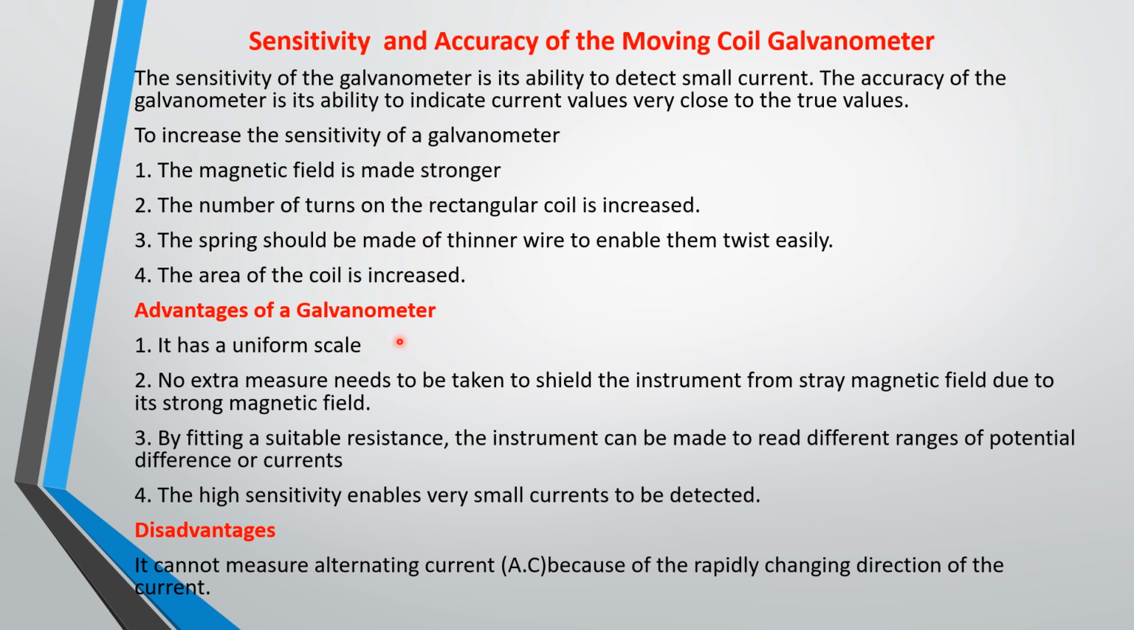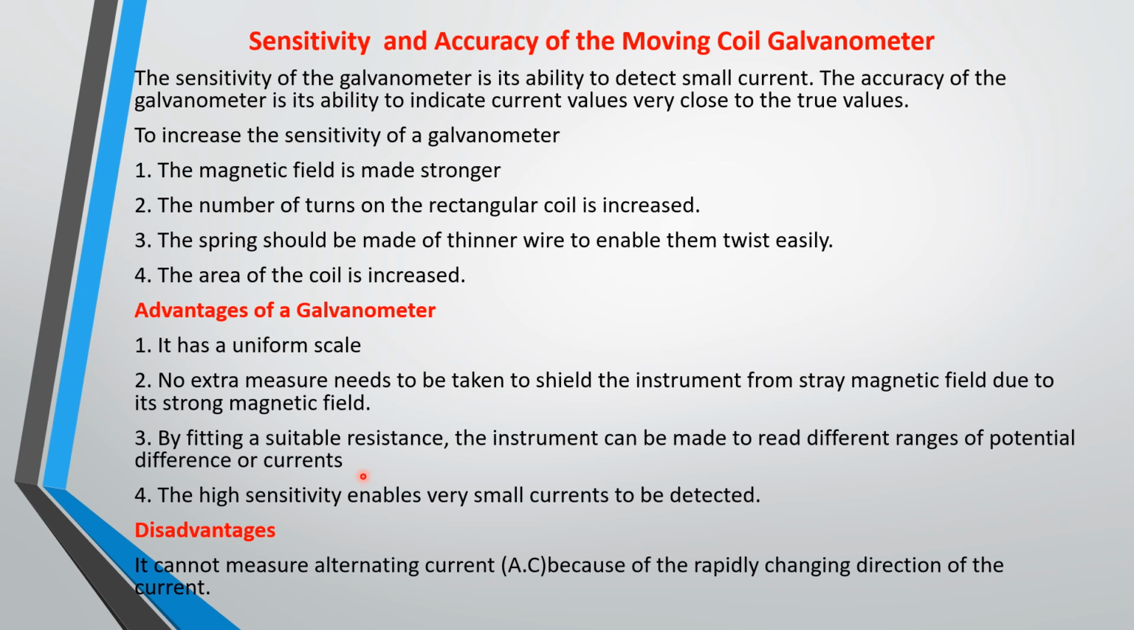So don't forget. Advantages of the galvanometer: one, it has a uniform scale. The scale is graduated in millimeters, right? No extra measure needs to be taken to shield the instrument from stray magnetic field due to its strong magnetic field. By fitting a suitable resistance, the instrument can be made to read different ranges of potential difference or current. Don't forget that we have treated conversion of a galvanometer to an ammeter and to a voltmeter.